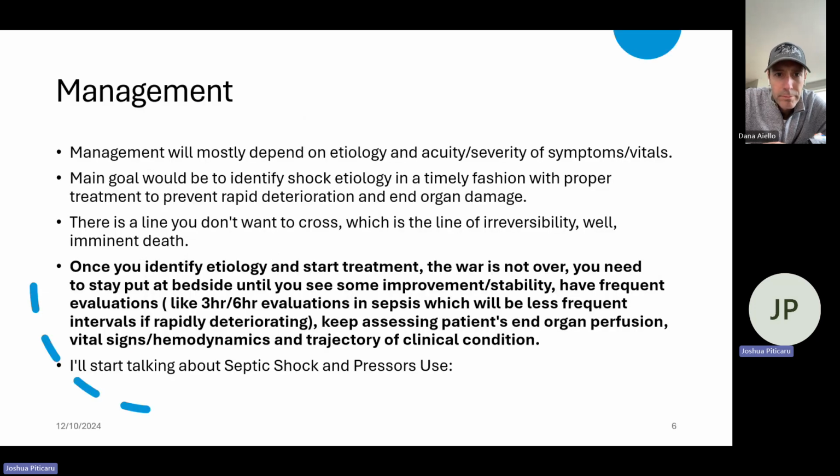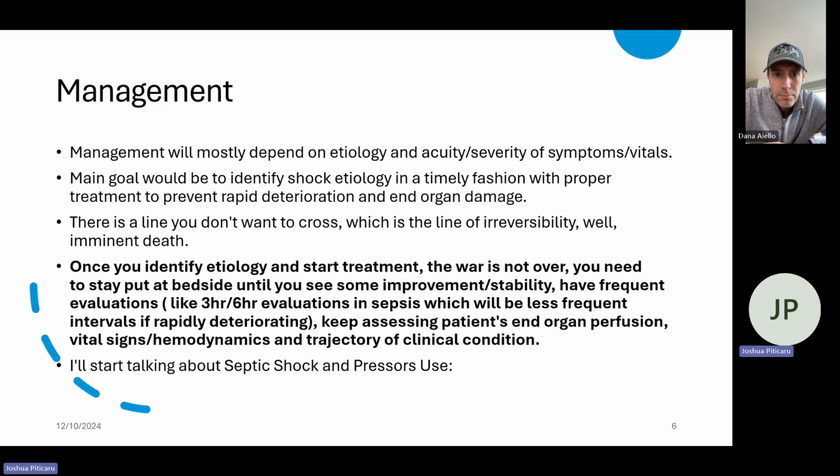Now, management will mostly depend on the etiology, right? And then how acute the symptoms are and how the patient is deteriorating. The main goal is to identify the shock etiology in a timely fashion and to treat it properly to prevent rapid deterioration and end organ damage. There is a line you don't want to cross, which is the line of irreversibility, imminent death. Once you identify the etiology and start treatment, the war is not over, right?